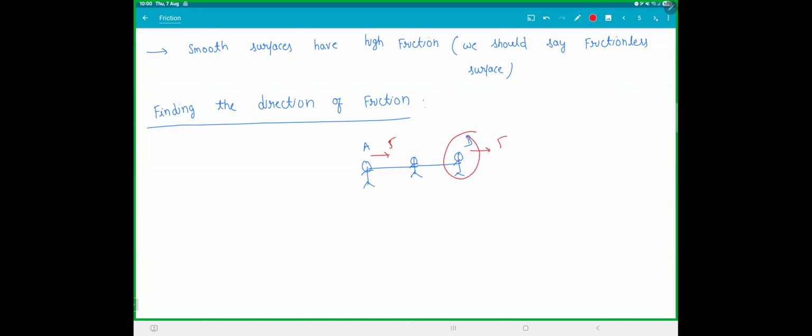A, I get a force. Newton's third law, I have to use this force somewhere else. I'll use that on A. So that is what friction does every time.